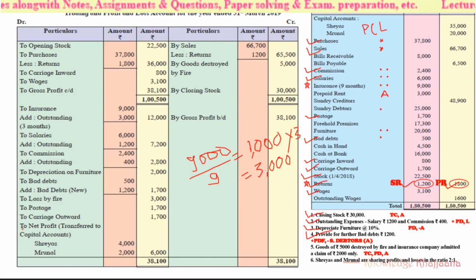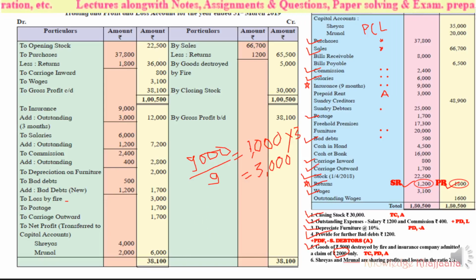By loss by fire rupees 3,000. Okay, and 2,000 we record to the asset side. Okay, so two effects out of this we have completed. This effect is yet remaining. Then Shreyas and Mrunal sharing profits and losses in the ratio of 2:1.